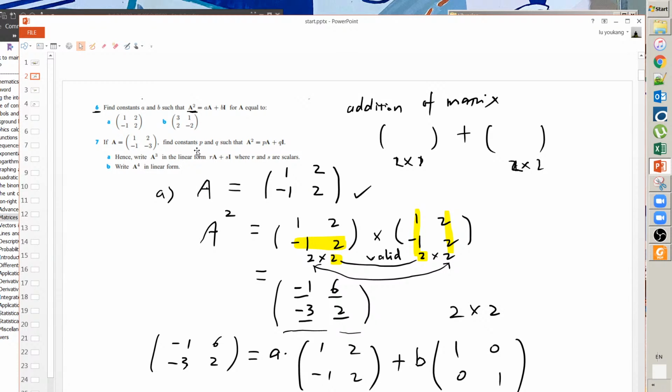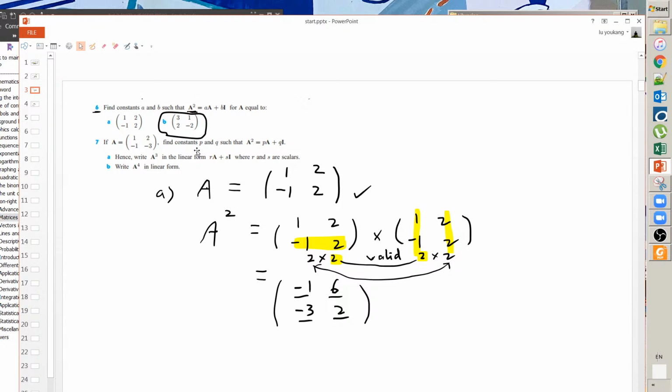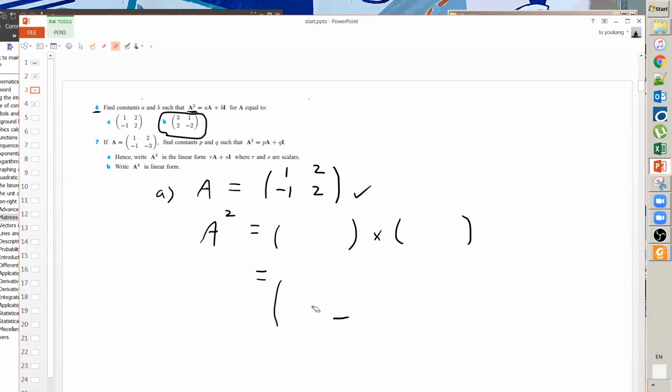All right. Can I move to? Yep. So this one doesn't help. So let me erase this. So can we verify what is your A square first?